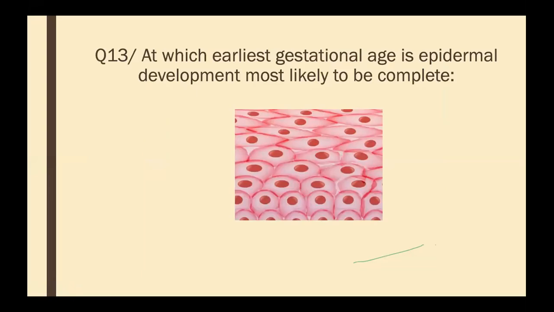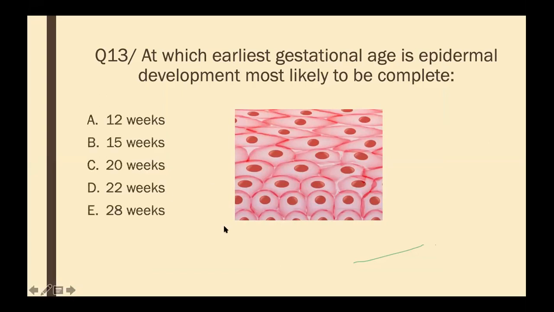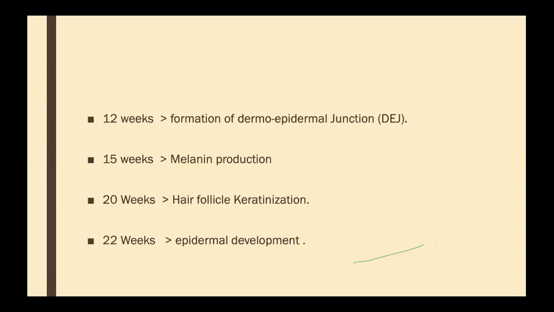At which earliest gestational age is the epidermal development most likely to complete? Week 12, 15, 20, 22, 28. Okay. Yes, most of you get it right. It's D, week 22. Because as we know, week 12 is the start of the formation of the dermo-epidermal junction. Week 15, the melanin production. Week 20, the hair follicle keratinization. And week 22 is the epidermal development. Okay.